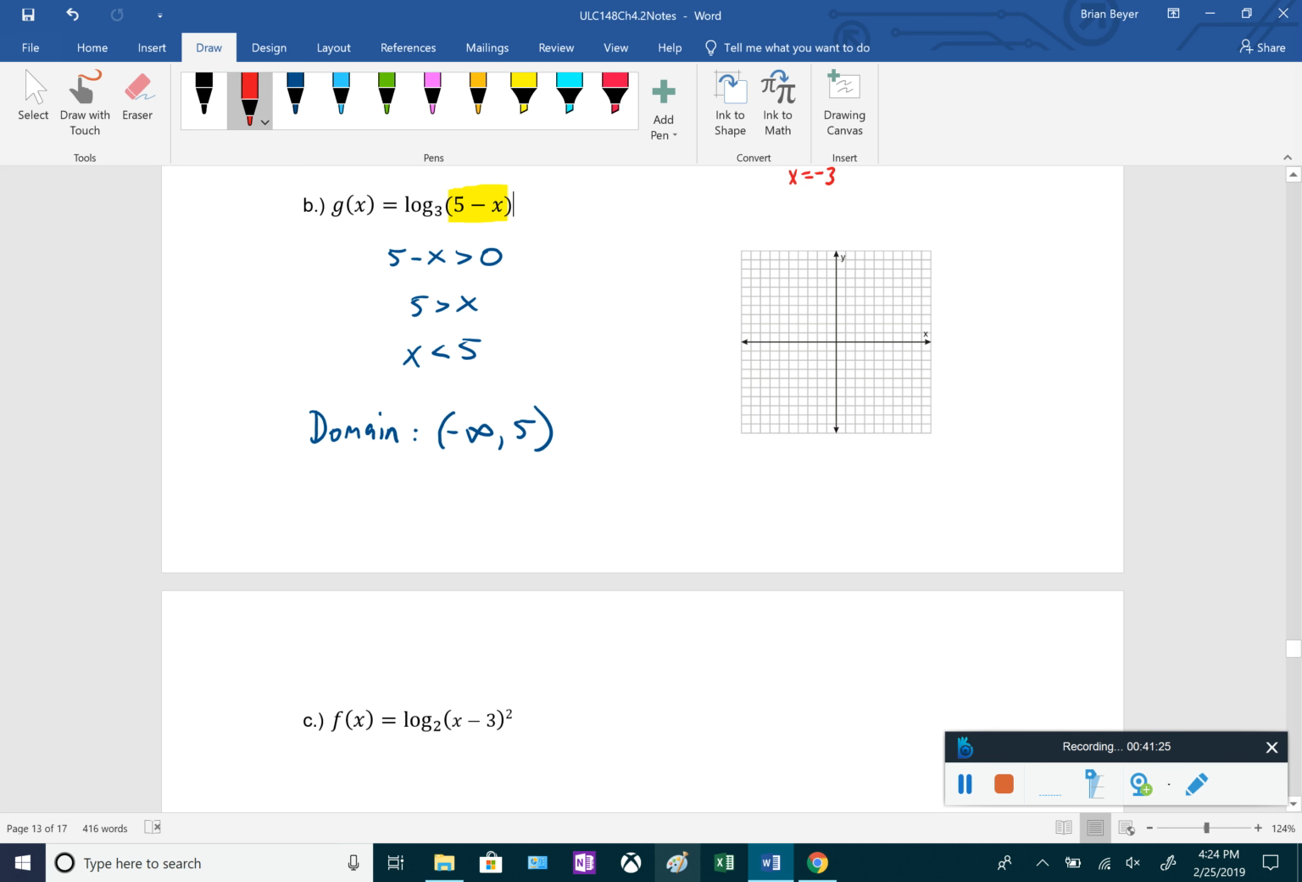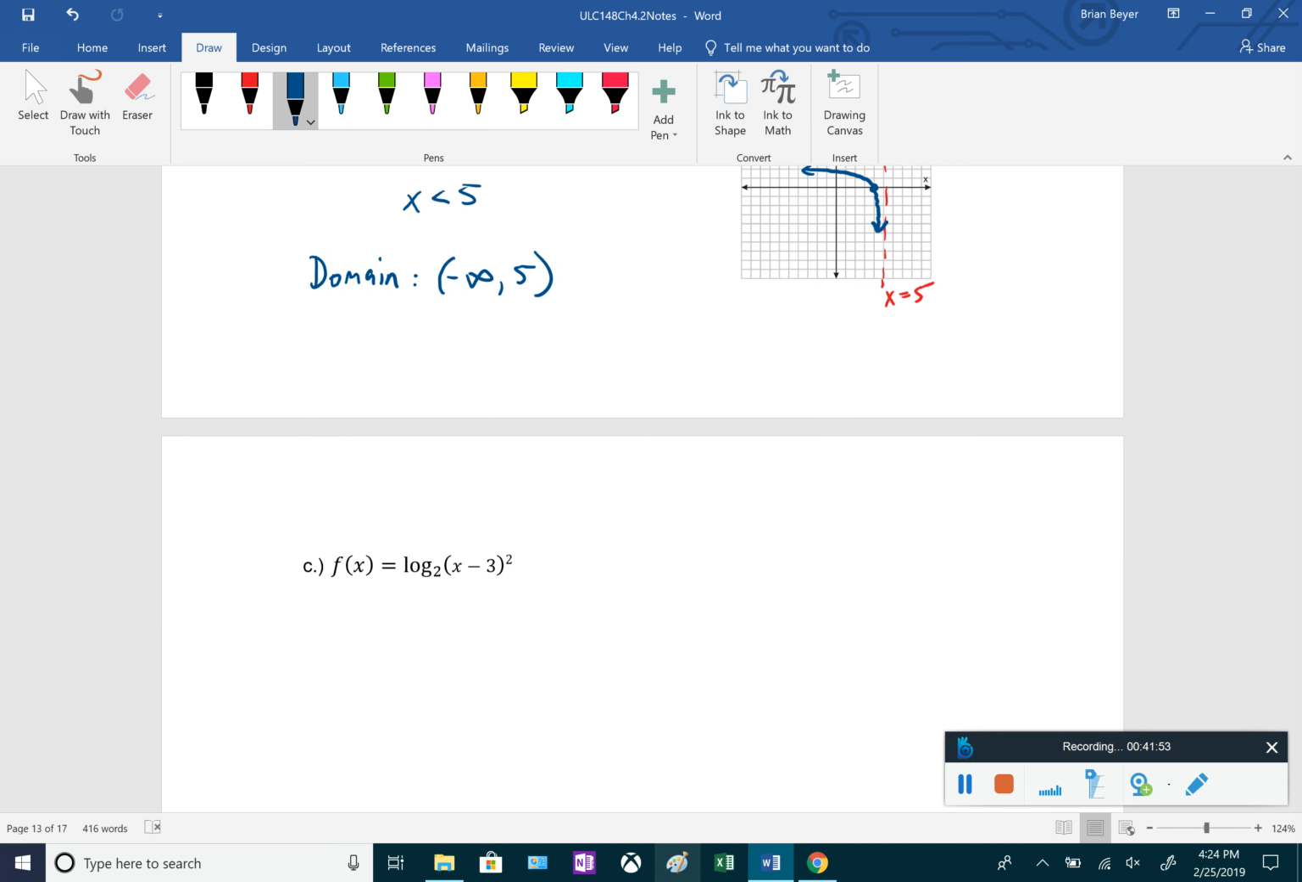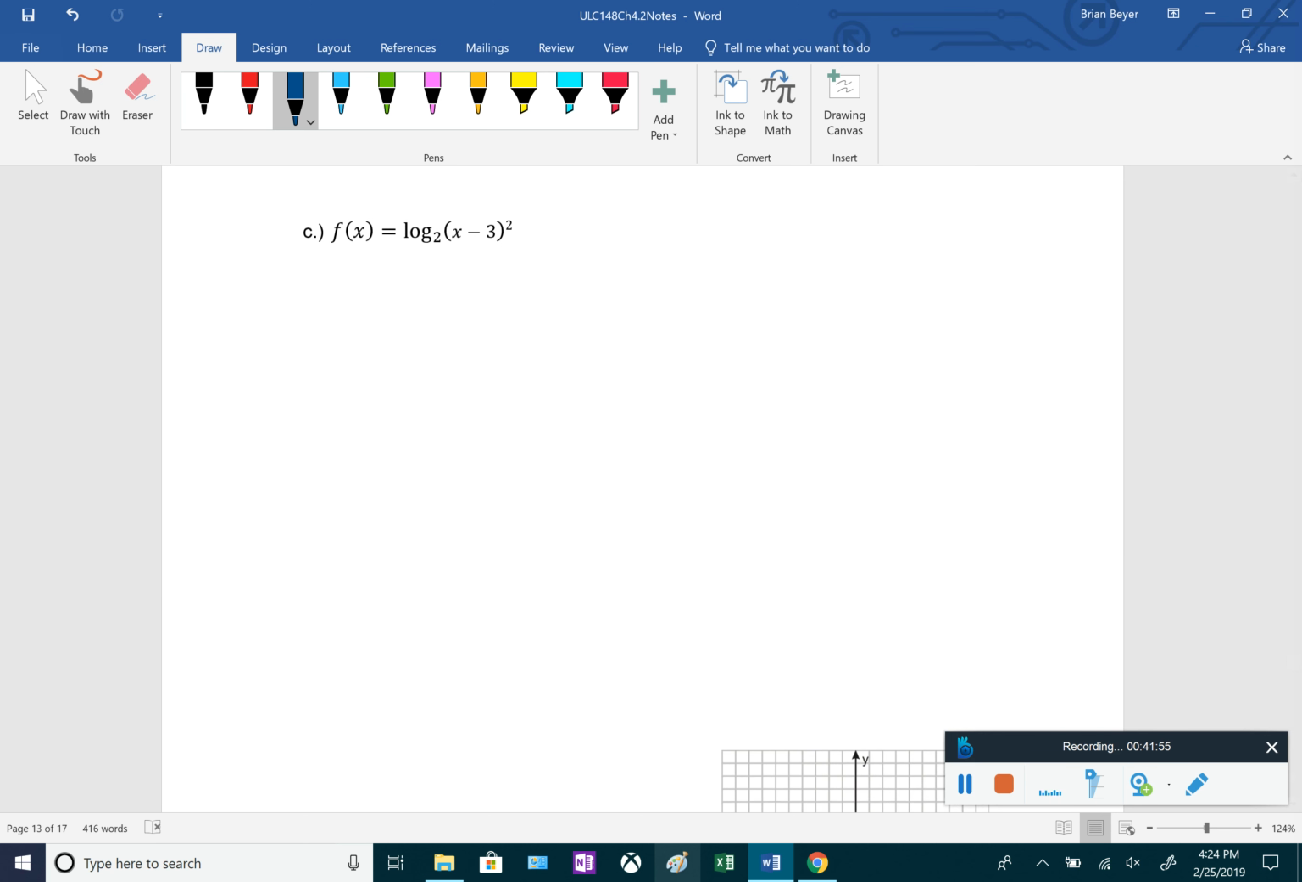And if we graph this one, it would have a vertical asymptote at x equals 5. There is a reflection in here, so it's going to look a little bit different. It would look something like this. So this would be g of x, and you can see that it exists for x values that are all less than 5. So let's make it a little bit harder here. f of x equals log base 2 of x minus 3 squared.